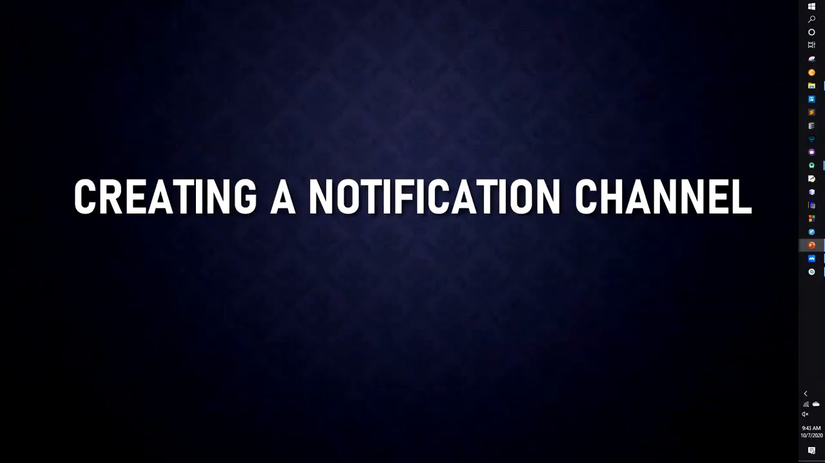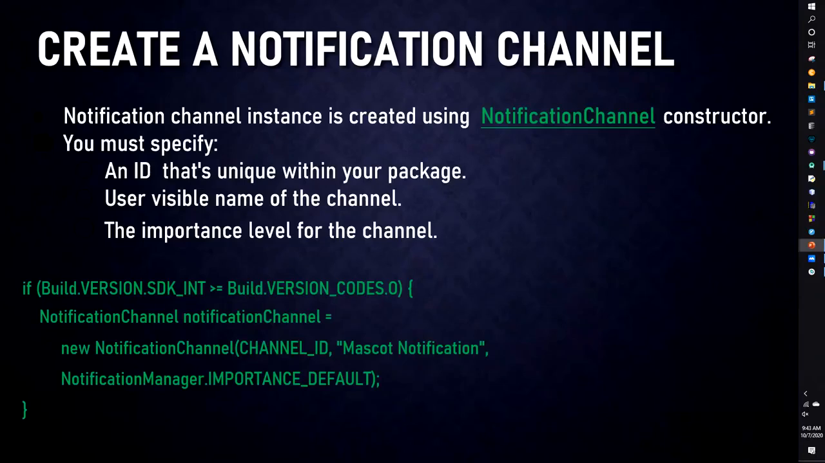To create a notification channel, the first thing is to use the notification channel instance. Once we use this, you can specify the ID for that specific notification within your package, and also name the title for your notification: what notification this is, from what kind of app, and what it's targeting. And also you can use the importance level.